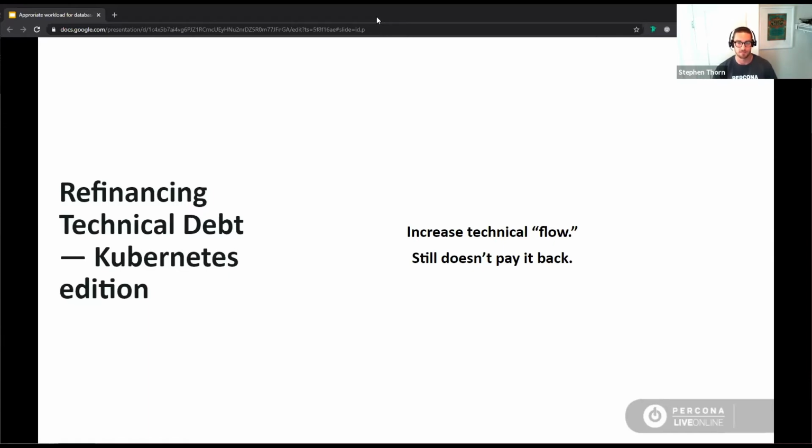Okay, well, you're not actually paying the debt back. You still have the same level of debt. You're not wiping out anything. So you still have things to deal with. So really, moving your database workload to Kubernetes isn't a way to solve all of your issues. It's really just a different way to think about them. The move doesn't solve issues; it only makes them different, really.